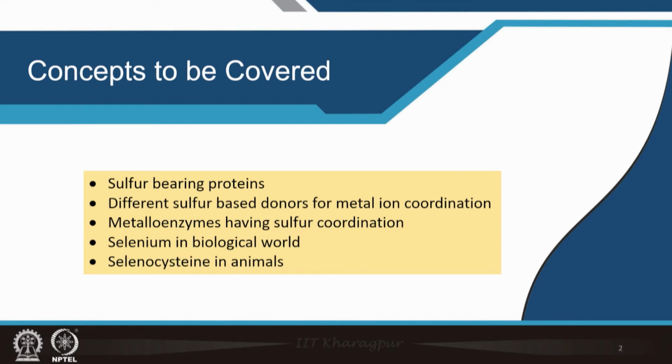Definitely we should know about the sulfur bearing proteins; we all know about the sulfur bearing amino acids. Different sulfur based donors are available, and we all know about beautiful metal ion coordination like in ferredoxin and rubredoxins. All these metalloenzymes have very defined sulfur coordinations from different points, preserving the coordination number. The other part of this class is devoted to selenium in the biological world, and the corresponding cysteine analog of selenium, selenocysteine, and how it is present in different animals including us.